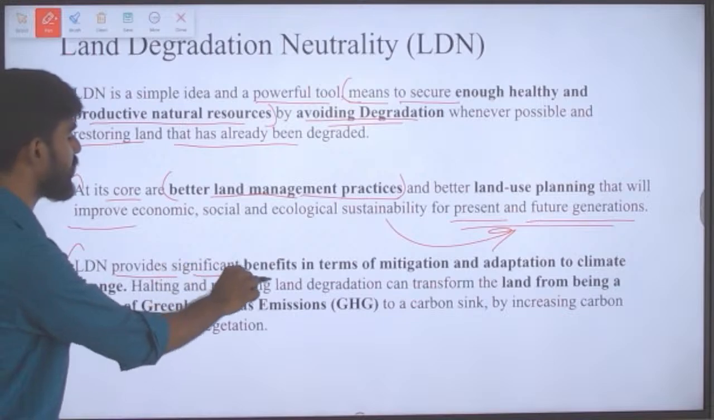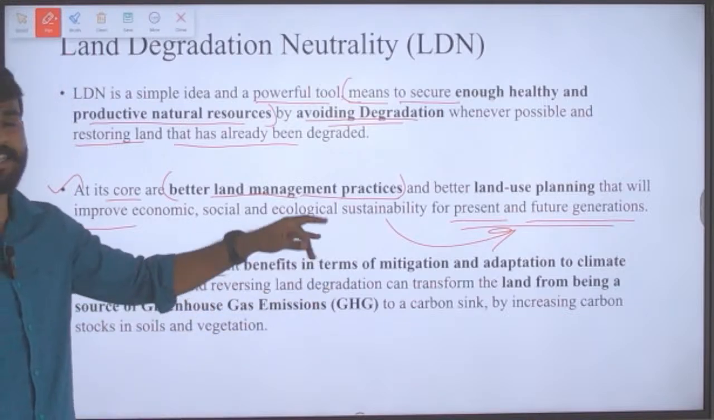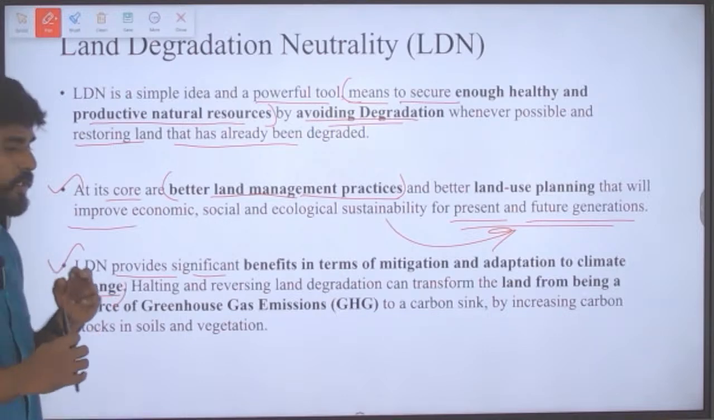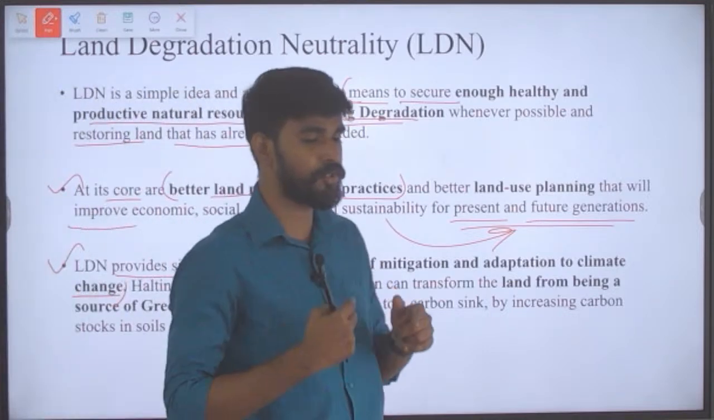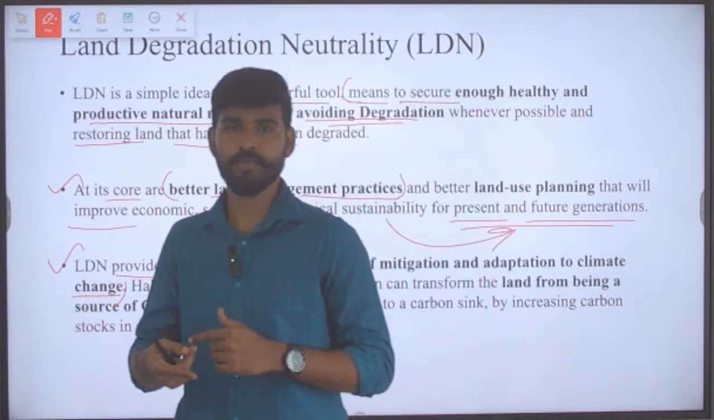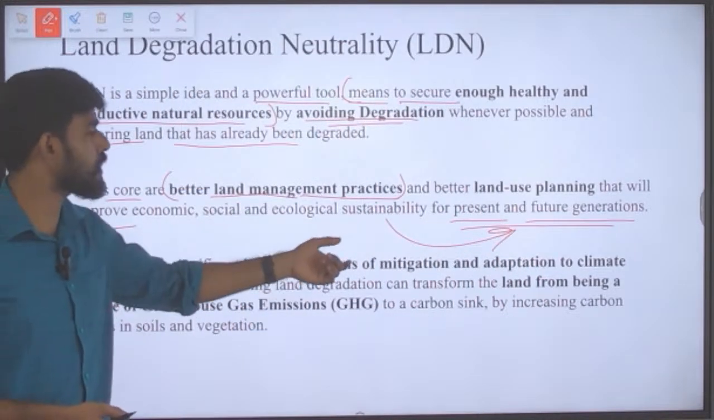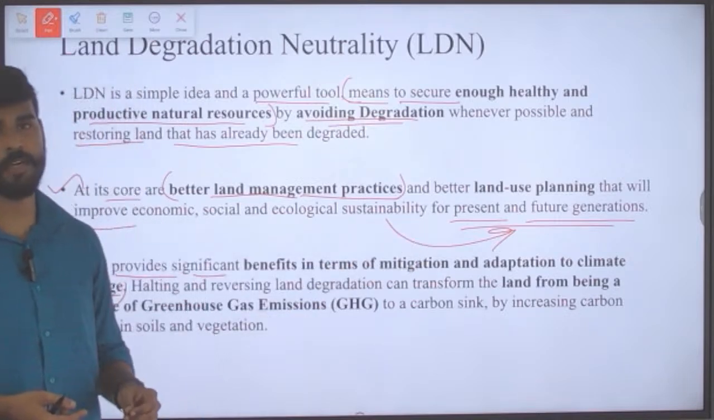And this land degradation neutrality provides significant benefits in terms of mitigation and adaptation to climate change. This is also important. So this is how climate change and land degradation neutrality are interlinked. When we go for land degradation neutrality, it will benefit in terms of mitigation and adaptation to climate change.